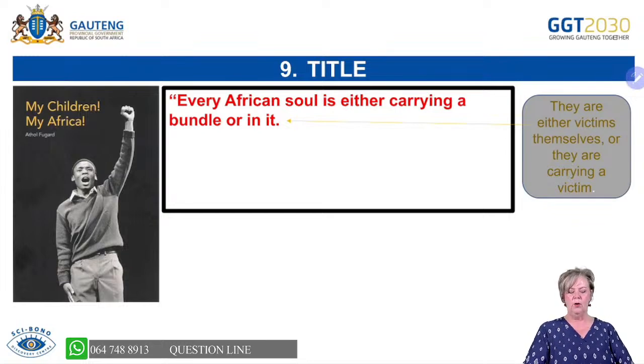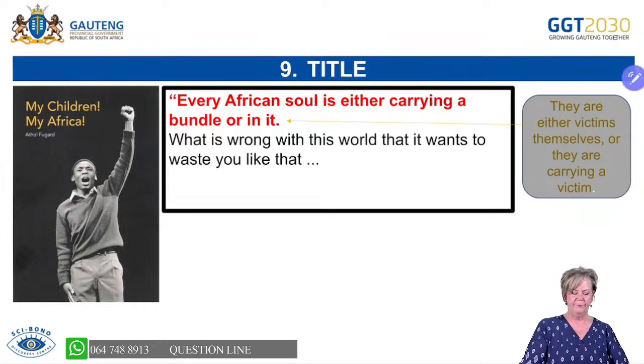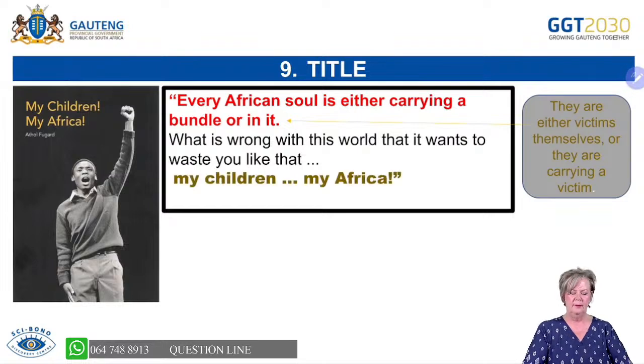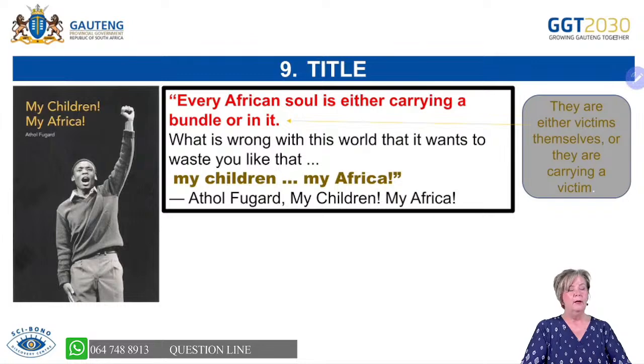So, there in essence is the title. Every African soul is either carrying a bundle or is in it. They are either victims themselves or they are carrying a victim. What is wrong with this world that it wants to waste you like that? My children, my Africa. Of course, it was written by Athol Fugard.